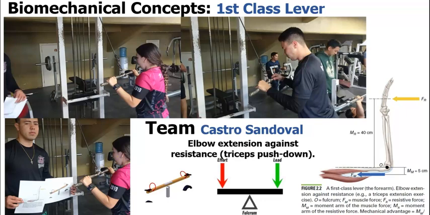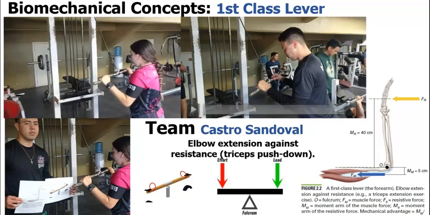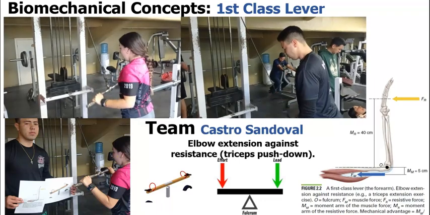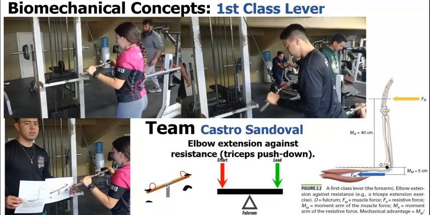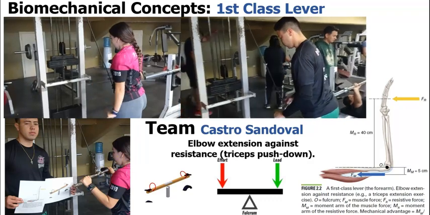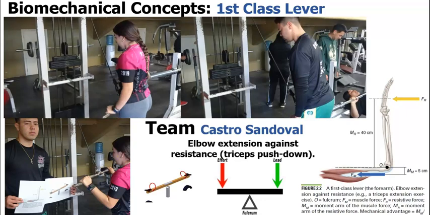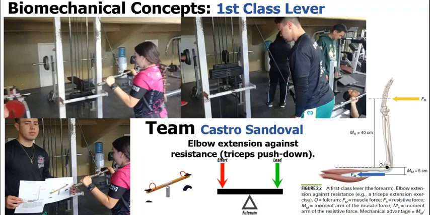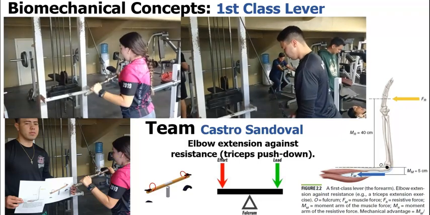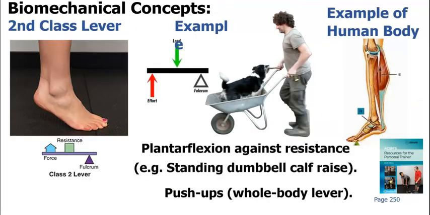We have another example here. You're going to find this on the exam. And here we have the team, Castro Sandoval, performing this exercise. Identify that this is a first class lever: the elbow extension against resistance in the triceps push down exercise. Now we are going to go to the second class.